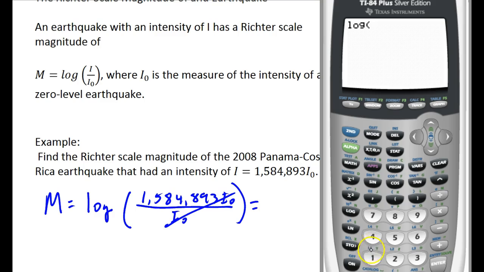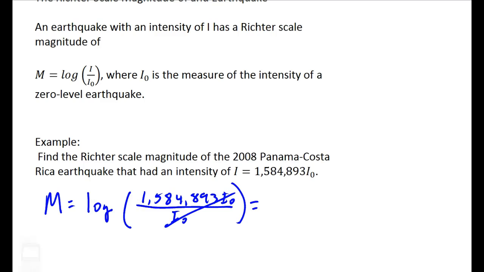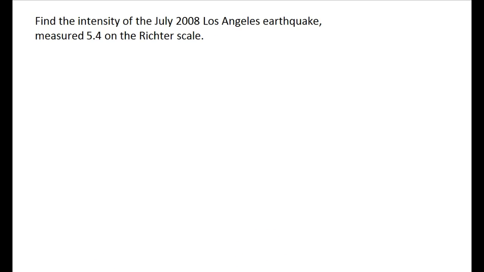I'm going to hit my common log button and put in 1,584,893, and we get 6.2. So that Panama, Costa Rica earthquake had a magnitude of 6.2 on the Richter scale.